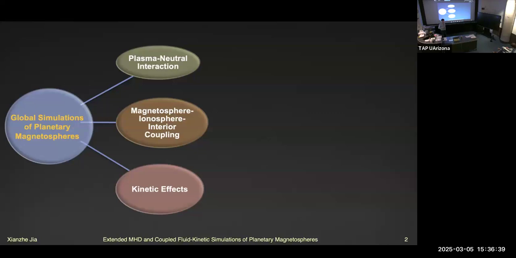For example, interaction between plasma and neutral particles. You see this type of interaction in many different environments, cometary environments. You have a lot of neutrals being released from the nucleus, and when they become ionized, they start to react with each other, and they can influence the electromagnetic fields. And we see that also in planetary environments as well.